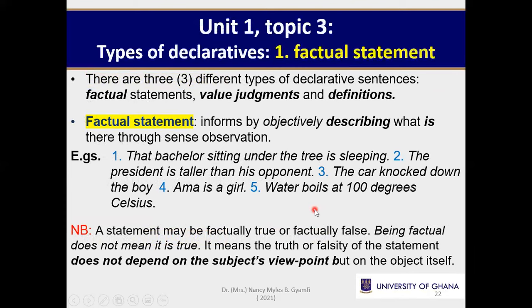Now, I touched on this, so I'll just run through it quickly and we can end. Types of declaratives. Remember, I told you it is only declaratives that have a truth value. They say something that can be true or false. You can respond true or false to that. But there are three types of declaratives. One, factual statement.